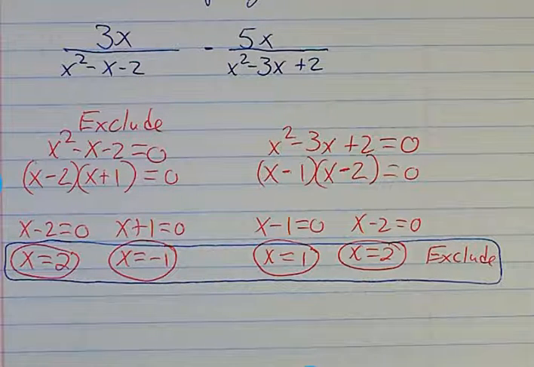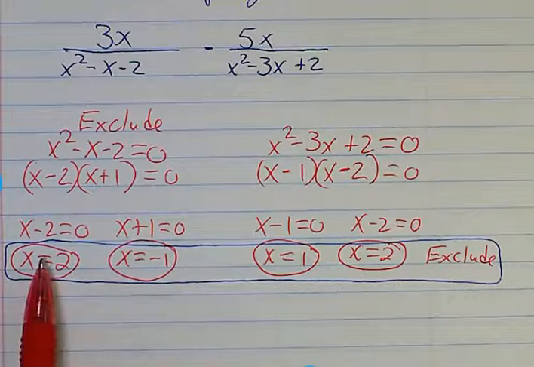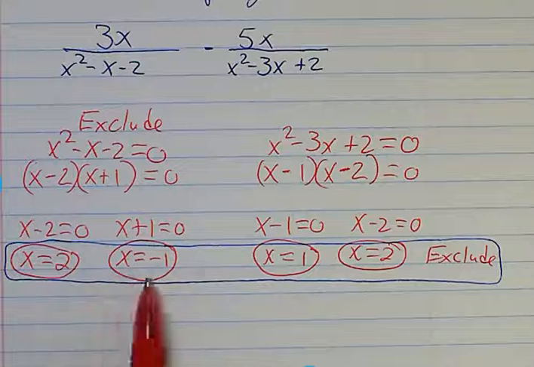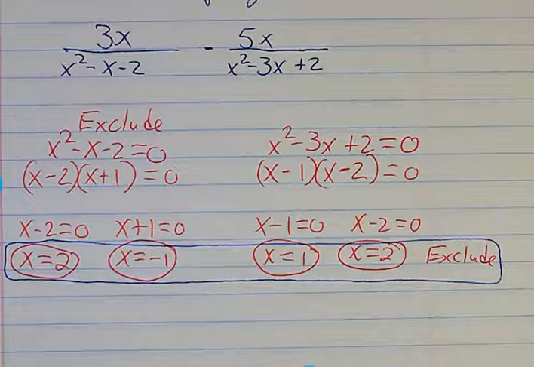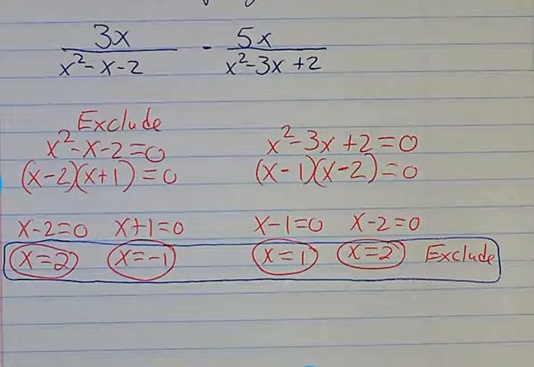So from there, first part's done. We've got the excluded values now. We're going to leave off 2, negative 1, and 1. You don't have to say the 2 twice because we've already named it here. So our excluded values are basically 2, negative 1, and 1. And then the next thing is to simplify. That's where we're going to do the addition and subtraction.